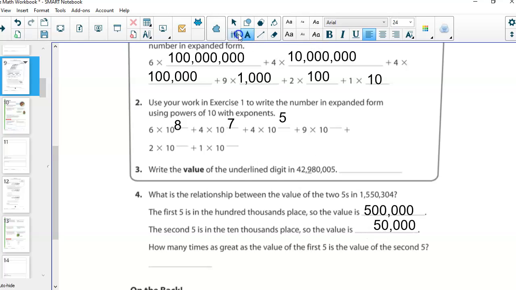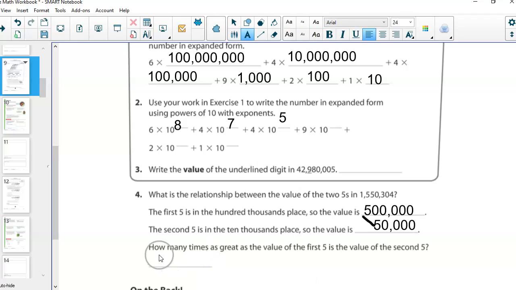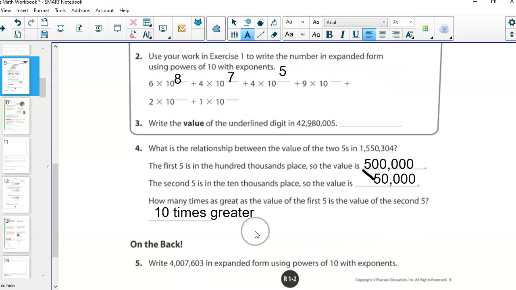If you notice, we're only moving 1 place value. So that 1 place value represents that it is 10 times greater. Okay, so that value of 500,000 is 10 times greater than 50,000, because if I take 50,000 and multiply it by 10, that gives me 500,000.